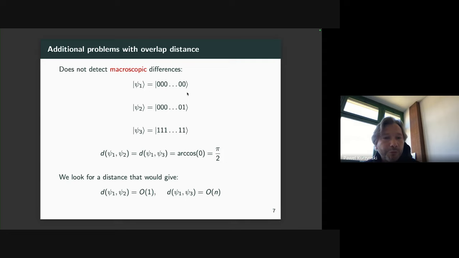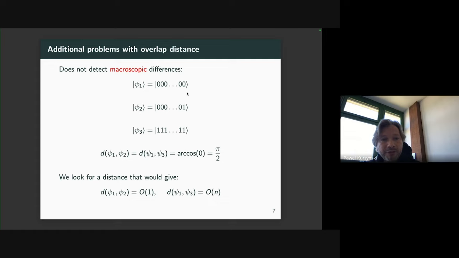Namely, consider these three states, psi 1, psi 2, and psi 3. Imagine that there are n qubit states. So right now assume that n is like Avogadro number, 10 to the power 23. Let's think that these qubits are spins, okay? So the first state, psi 1, represents a system of all spins pointing down, let's say, along the z-axis. This is a system which has a very well-defined physical property, that the magnetization is well-defined. All spins are pointing down. And then consider state psi 2. One spin is flipped, okay?